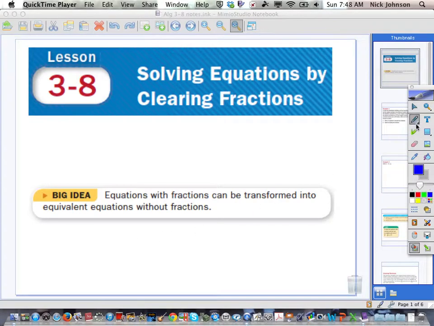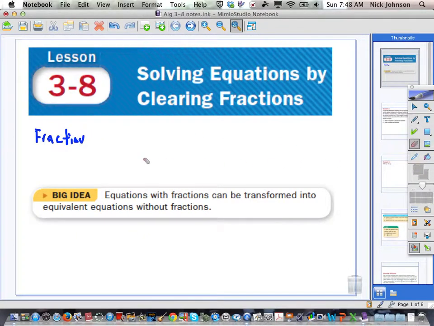All right, today we're going to talk about lesson 3-8, solving equations by clearing fractions, and we're also going to talk about decimals. So, when you clear fractions, what you need to do is find the greatest common multiple to clear your fractions. I'm going to show you what that means in just a bit.